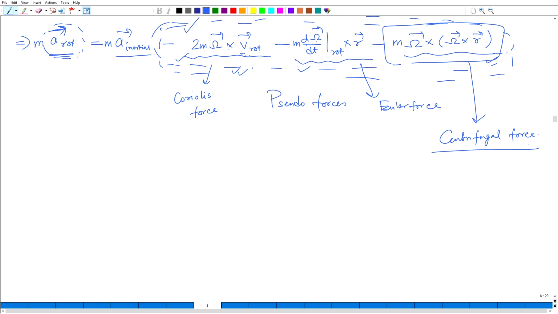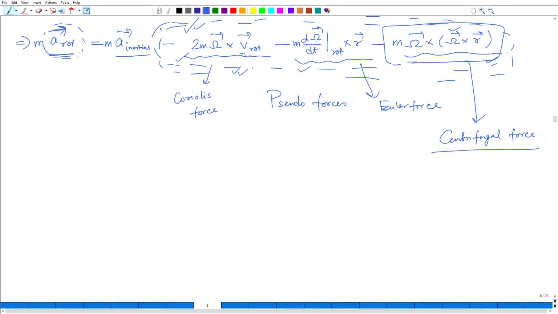Okay. The second thing is that for both this term and this term, if you dot omega with them, both of them would vanish. So, another important conclusion is that both the centrifugal force and the Coriolis force are perpendicular to the direction of omega.